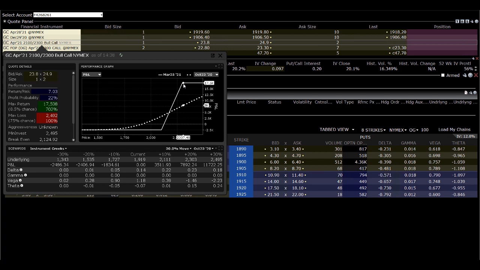Also, if the price of gold did not exceed 2,100, the option would not be profitable. Actually, it would not be profitable until 2,100 plus about 22 points. So you'd have to get to 21, 20, whatever price you get this in. So if you get 21, 25, you're at break even on the trade. So that is the option analysis for this.